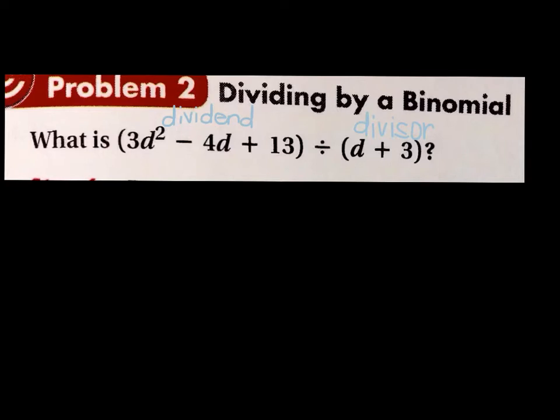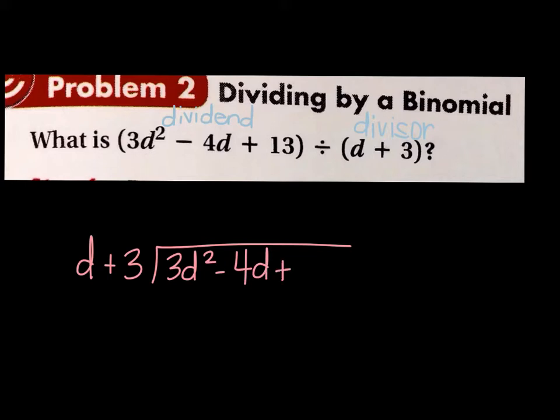So what you're going to do is take the divisor, what you're dividing by, and you're going to put it in front of the long division sign. Sometimes people call it the division house. So it's going to be d plus 3, and you're going to do a division house, or the long division symbol, and then you're going to put the dividend beneath it. So it's going to be 3d squared minus 4d plus 13.